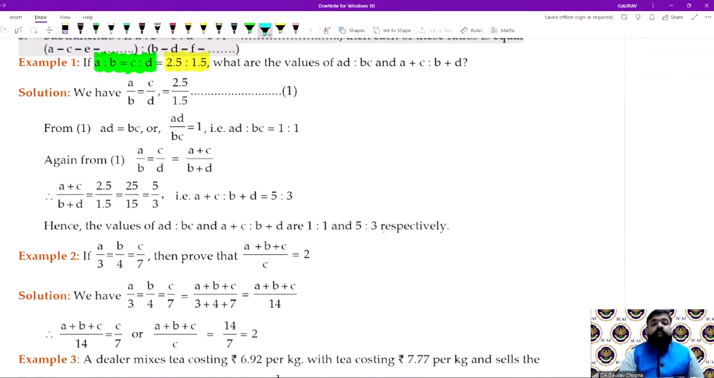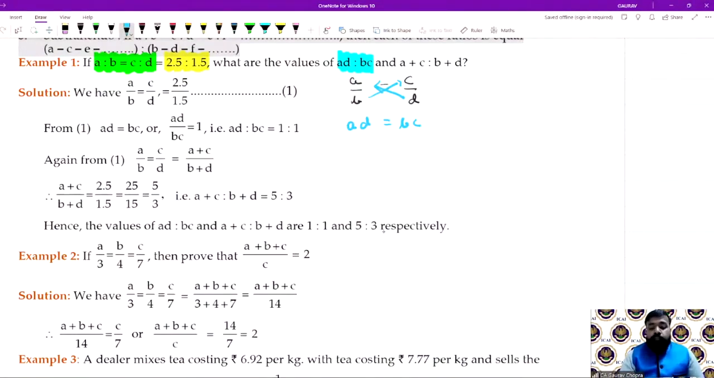Now, what is the requirement? Our requirement is to find the value of AD ratio BC. So let us write them in fraction form first. So A by B is equal to C by D. Now, we require A with D. That means we have to do the cross multiplication. So it will become AD, and B and C we require. So again, we have to do the multiplication. So it becomes AD is equal to BC. So if we do cross multiplication, it shows that AD becomes equal to BC.